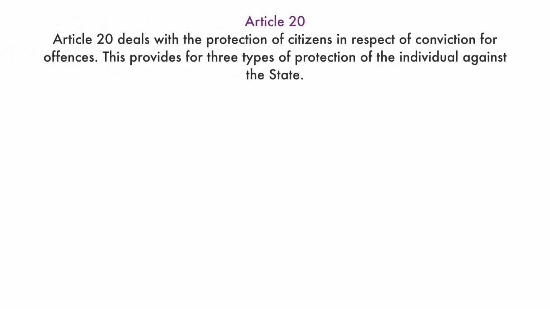Now coming to Article 20, it deals with the protection of citizens in respect of conviction for offences. It is very important; a question has come on this in prelims quite a few times. This provides for 3 types of protection of the individual against the state.